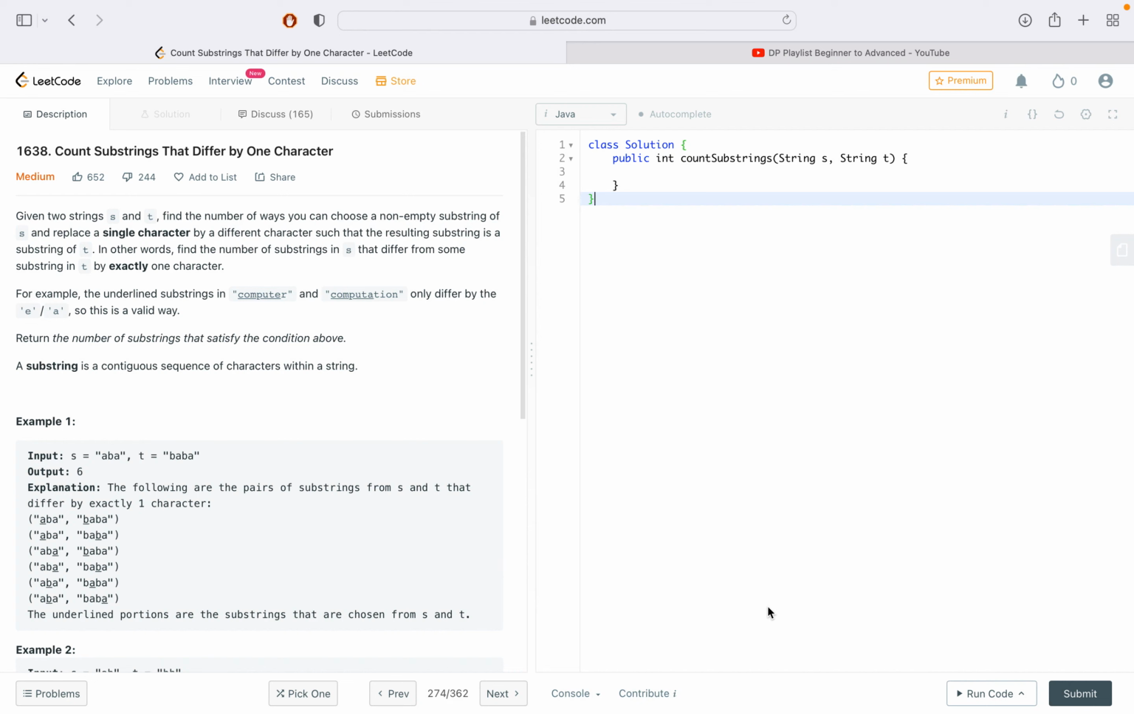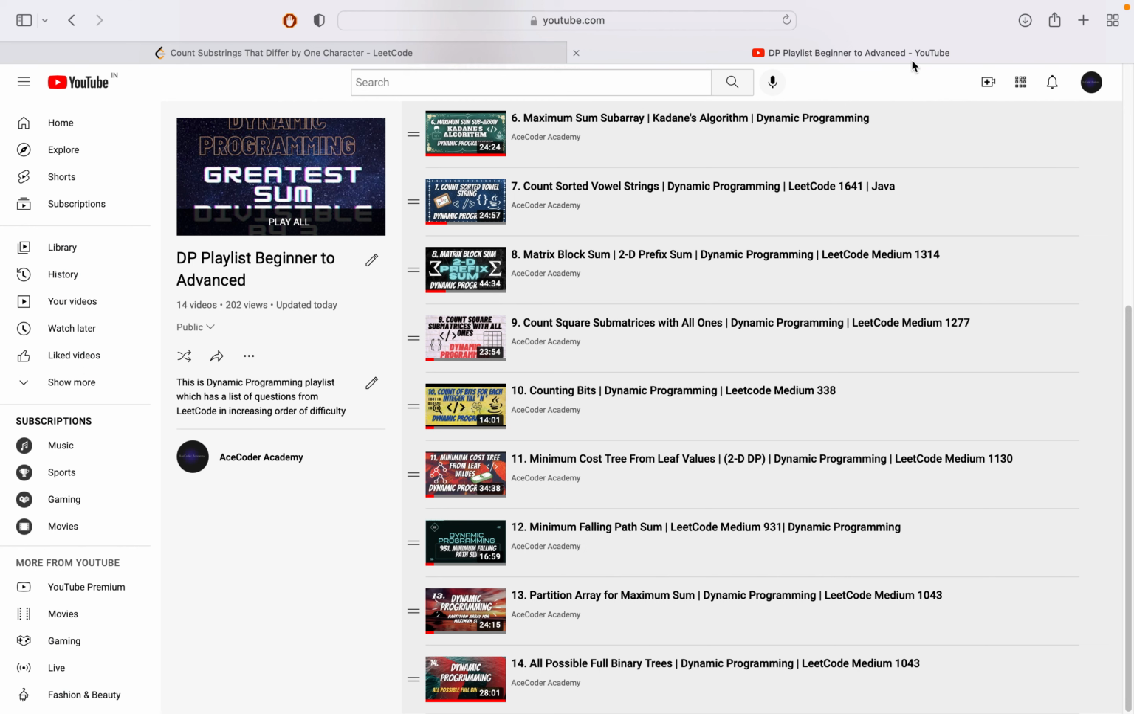So today we will be discussing this problem from LeetCode, which is count substrings that differ by one character. This is the 15th problem of the dynamic programming series.